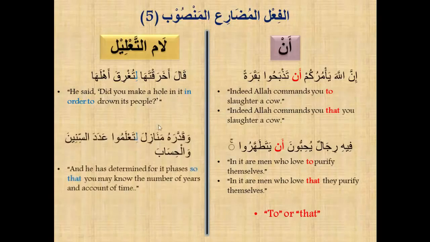Next example, وَقَدَّرَهُ مَنَازِلَ لِتَعْلَمُوا عَدَدَ السِّنِينَ وَالْحِسَابَ. Here, the translation: and He, referring to Allah, has determined for it, i.e. the moon, phases, so that you may know the number of years and the account of time. Why did Allah determine for it phases? لِمَاذَا قَدَّرَهُ مَنَازِلَ؟ لِتَعْلَمُوا, in order, so that you may know the number of years and the account of time.